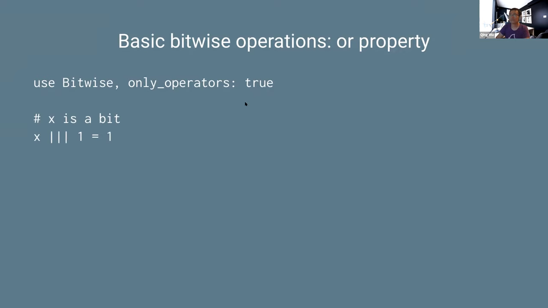So here, X is a bit, which could be one or zero, of course. And then doing bitwise OR with one is always going to get one. And bitwise OR with zero always gets X itself.